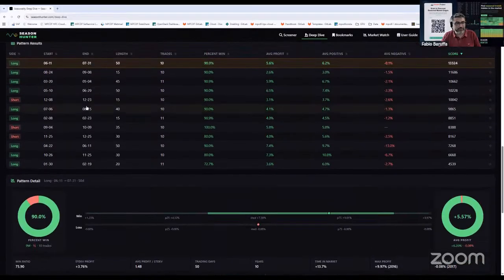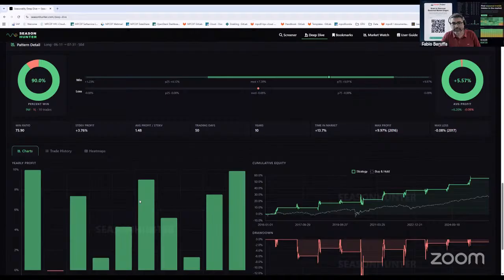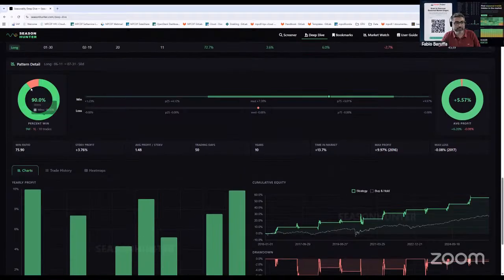And what else? If I go deep on the statistics, I can see a nice pie chart with the percent win and the number of win and loss trades. On the right side, you have the average profit. And then you have some sort of percentile analysis where all those trade statistics will be placed in terms of percentile.